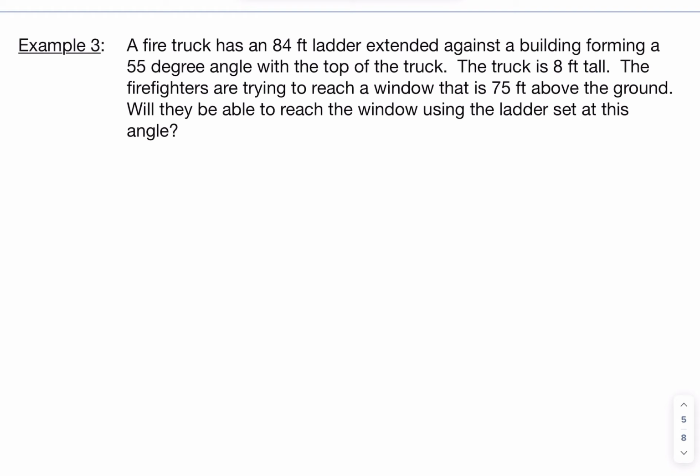Here we have a word problem, and it tells us that a fire truck has an 84-foot ladder extended against a building, forming a 55-degree angle with the top of the fire truck. We're told that the truck is 8 feet tall, and the firefighters are trying to reach a window that is 75 feet above the ground. The question is, will they be able to reach the window using the ladder set at this angle?